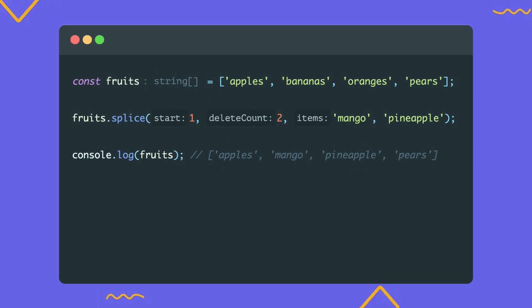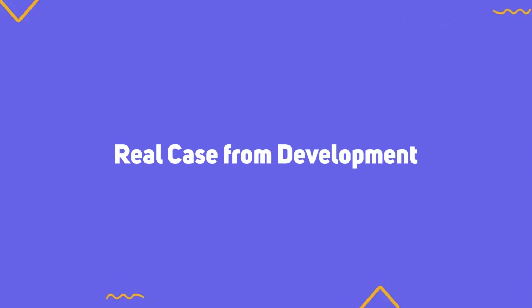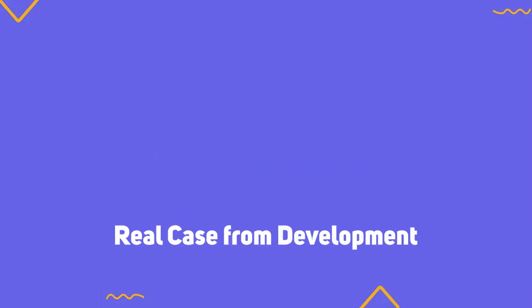That's how splice works, a super versatile method for working with arrays in JavaScript. With splice, you can remove, add, and replace elements, all in one go. Keep in mind that splice modifies the original array, so be cautious if you want to keep the original data intact. And now let's move on to the promised case that I mentioned at the beginning of the video.